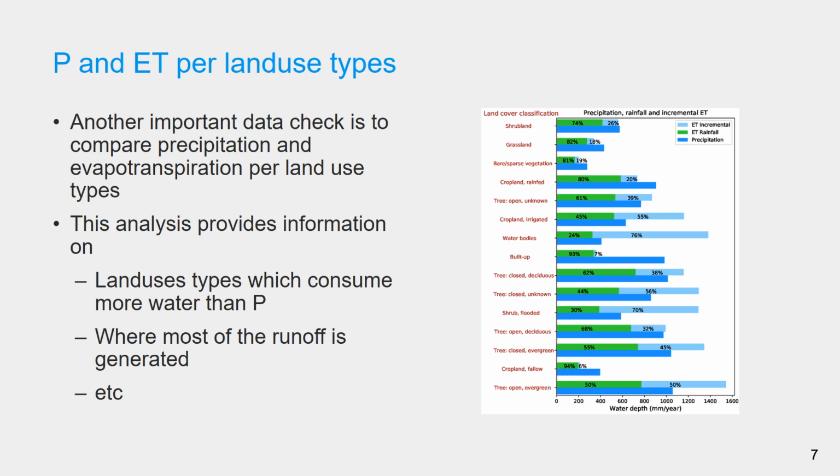From experience, we know that, for example, built areas generate runoff, and hence we expect evapotranspiration from built areas to be less than precipitation. The same for irrigated crops. We expect irrigated crops consume more water than available through precipitation. This kind of analysis provides some sort of validation of the precipitation and evapotranspiration estimates of satellites.